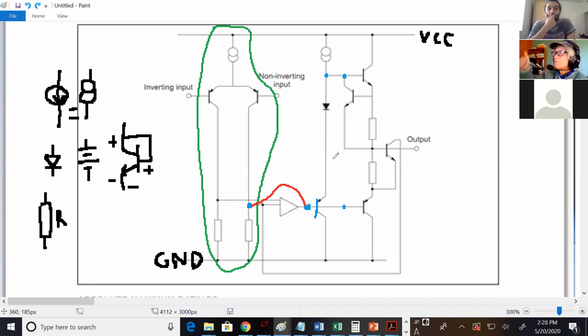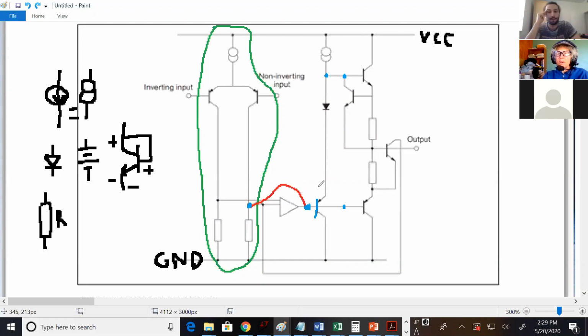Okay. So input on the base, output on the emitter. So what kind of amplifier is this? It's common collector. Okay, well that's weird. Why would you have a gain of 1 in the middle of your amplifier? Maybe you're okay with the gain that you have. You just want to lower the output resistance.